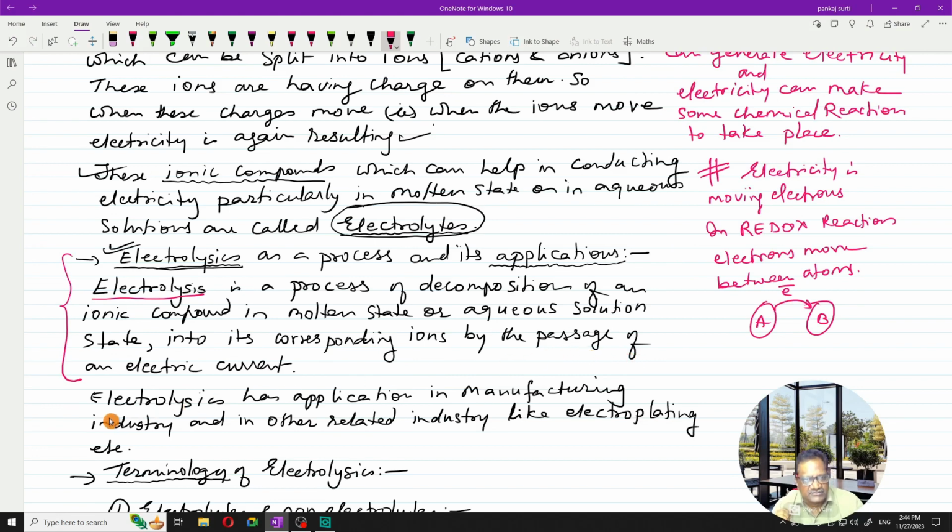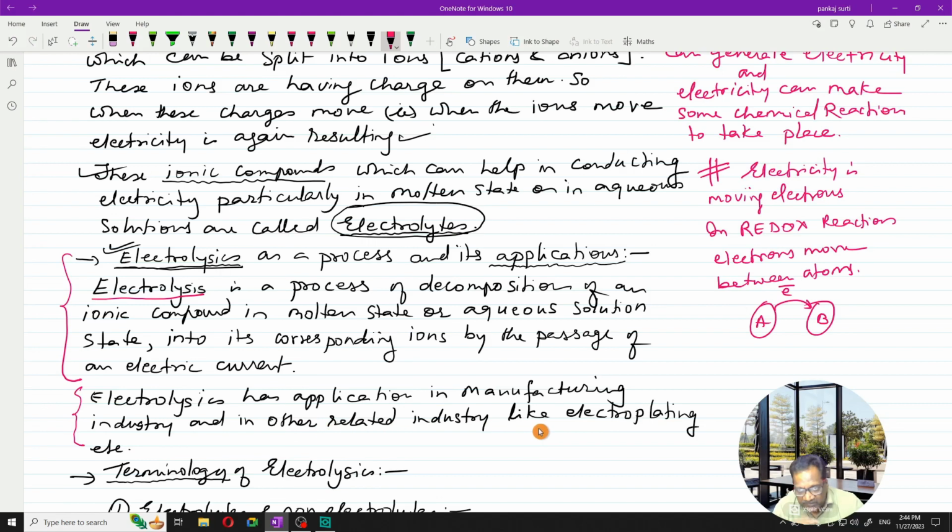Fine. So electrolysis has application in manufacturing industry and in other related industry like electroplating, etc. This electrolysis process is used in manufacturing industry for manufacturing so many chemical substances. For example, in the manufacturing of aluminum, electrolysis plays a very important role. Then electrolysis is also used in electroplating.